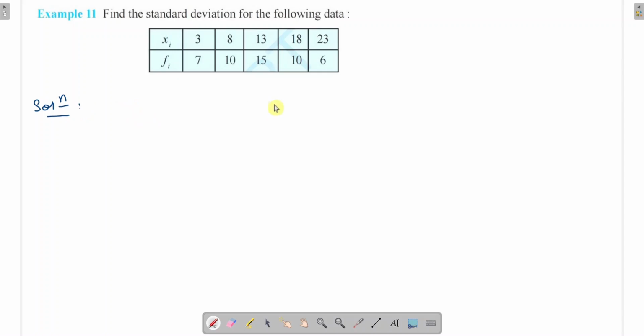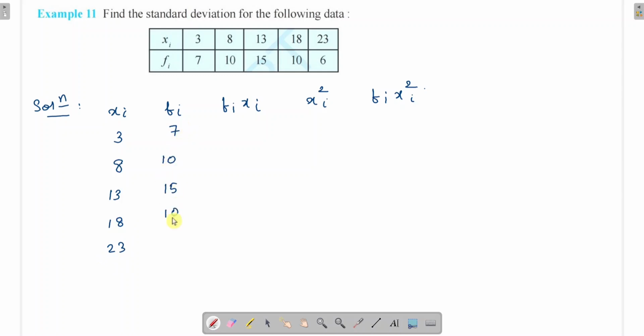So we have to just make the following table here. xi are given, fi, and we need fi xi, xi square, and fi xi square. These entries in the columns we need. So xi is 3, 8, 13, 18, 23. fi are 7, 10, 15, 10, 6.